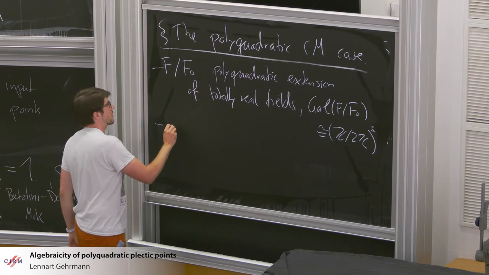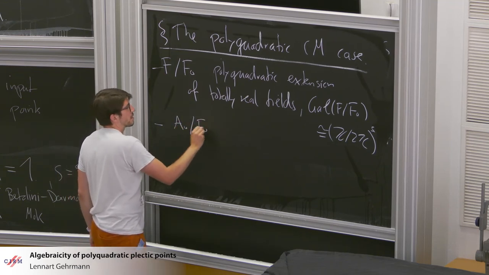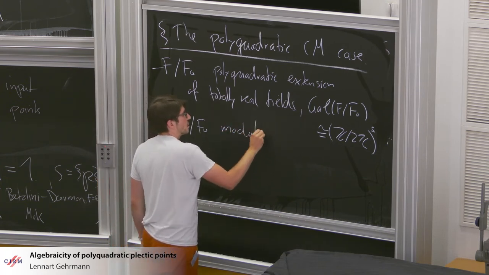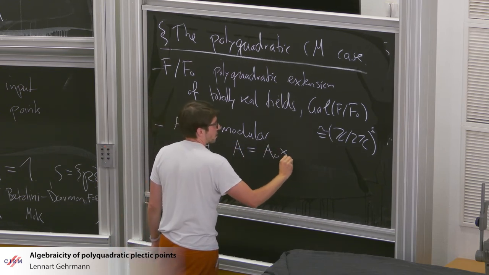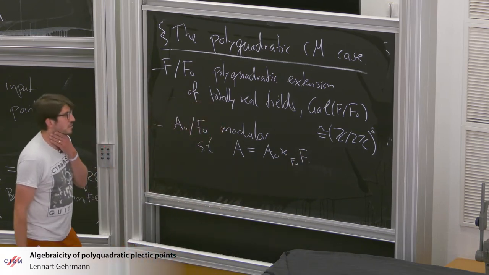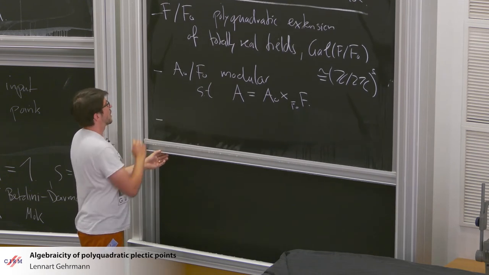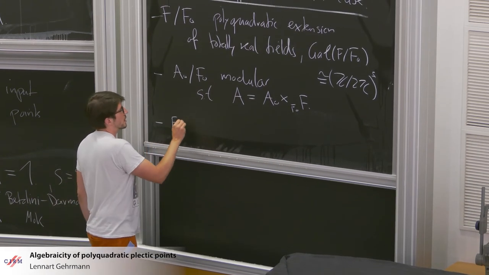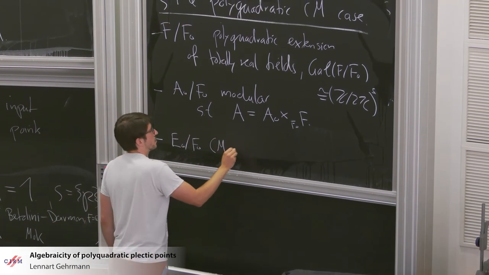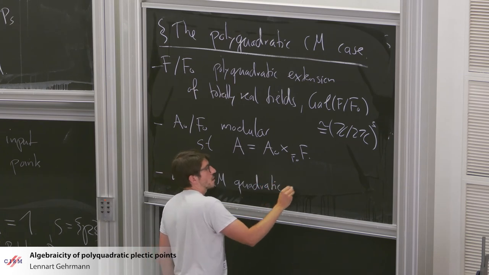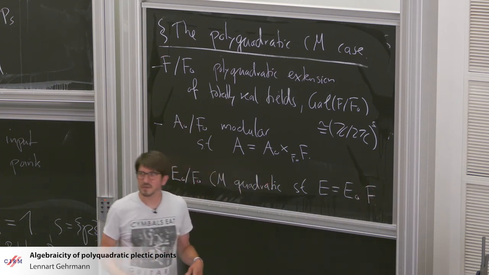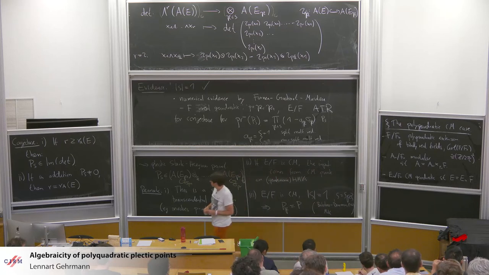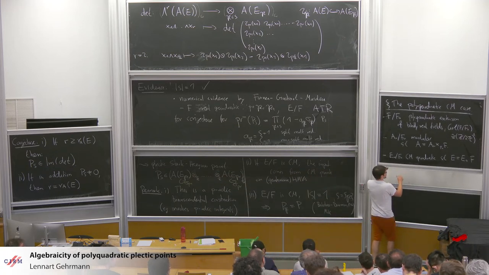And actually there should be an A naught over F naught, an elliptic curve, which is modular, such that A is just the base change of A naught to F. And most importantly, there should be an E naught over F naught, CM quadratic, such that E is E naught times F. So we are in a very degenerate situation.